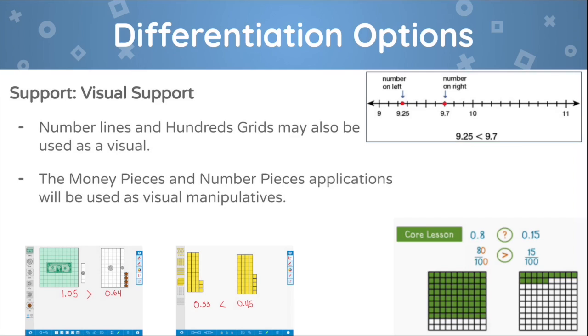Another support is visual support. Number lines and hundreds grids can be used for visual support for all learners, as well as the money pieces and number pieces application, which can be used as a visual support and a manipulative for students as they can physically move the money and number pieces on the apps as they are working with them.